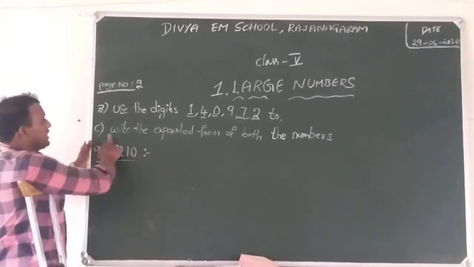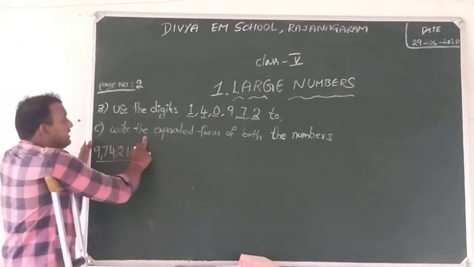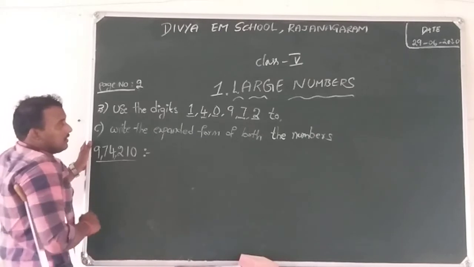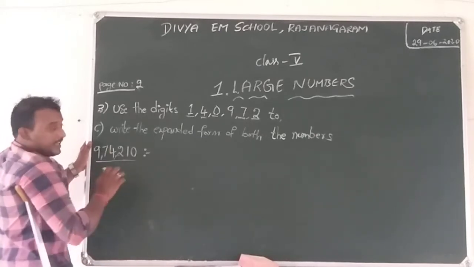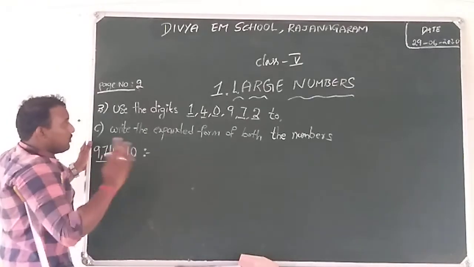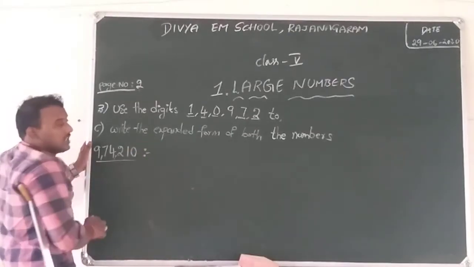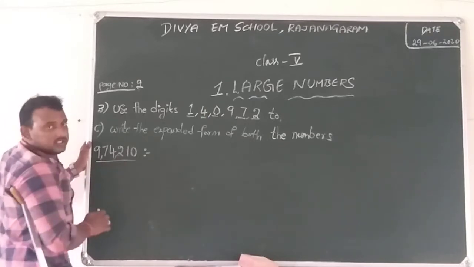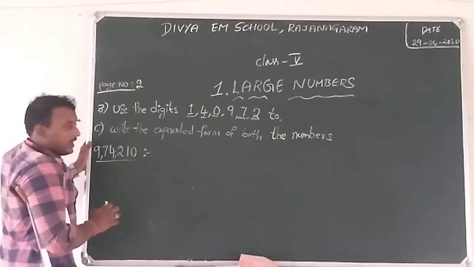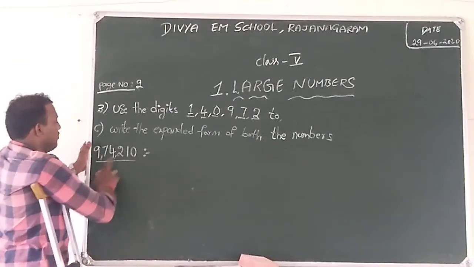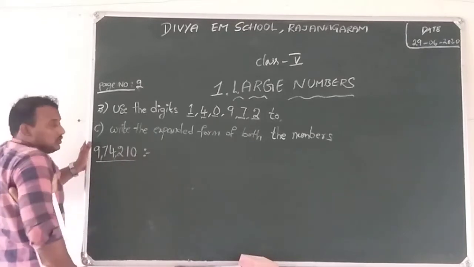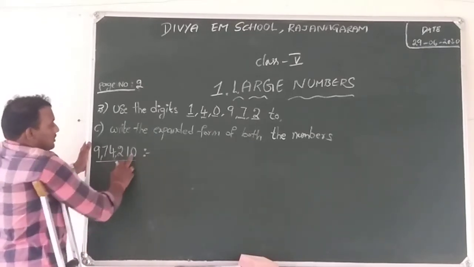Here, in the next question, we are asked to write the expanded form of both the numbers, that is, the greatest 6-digit number and the smallest 6-digit number. So we need to find the expanded form of the greatest 6-digit number first, and then we will find the expanded form of the smallest 6-digit number. Okay, first we will do this. Here we are having 9,74,210. So let's look at this.